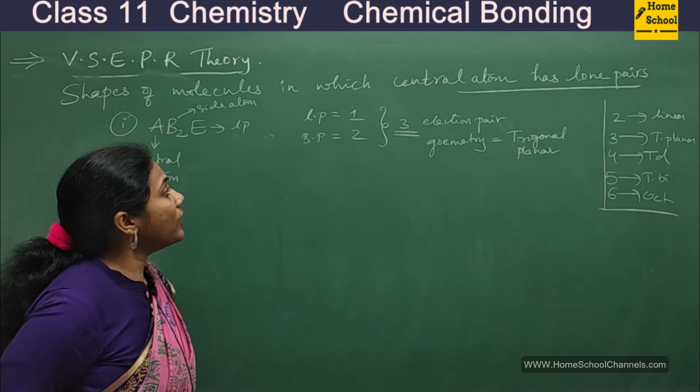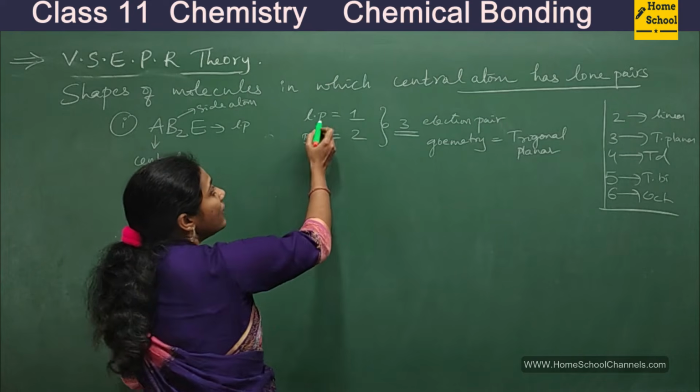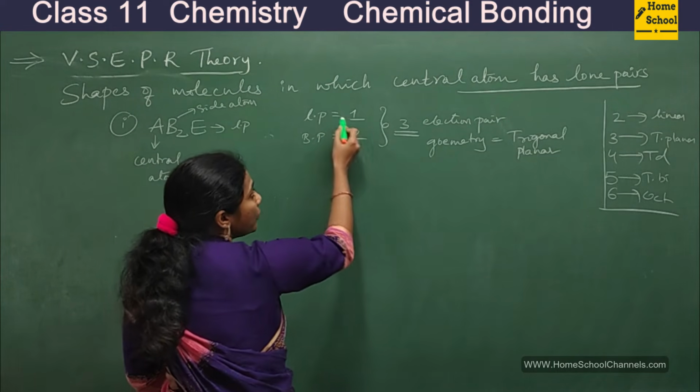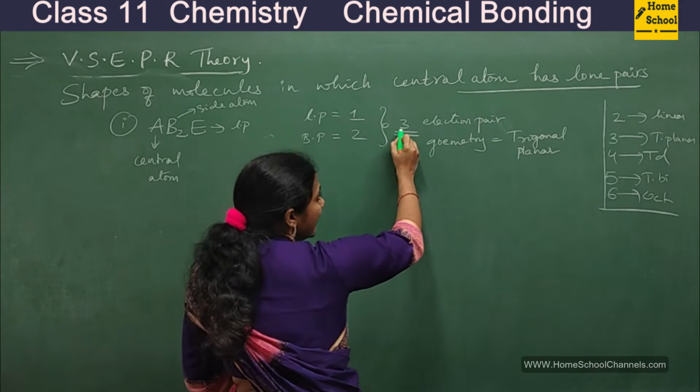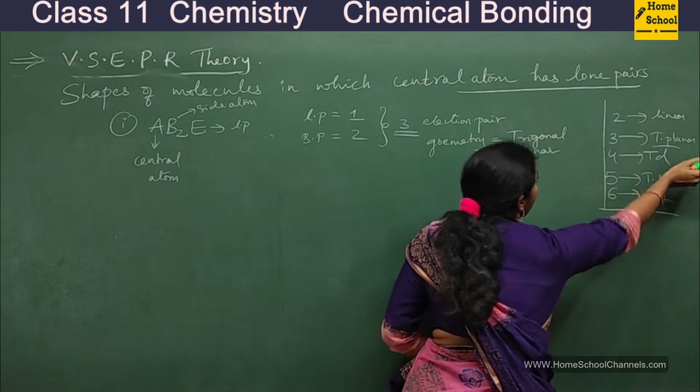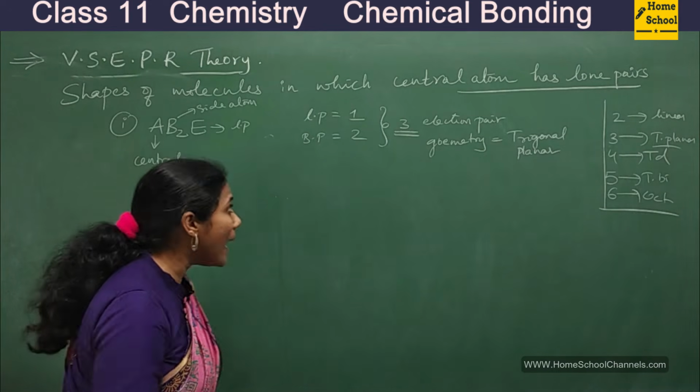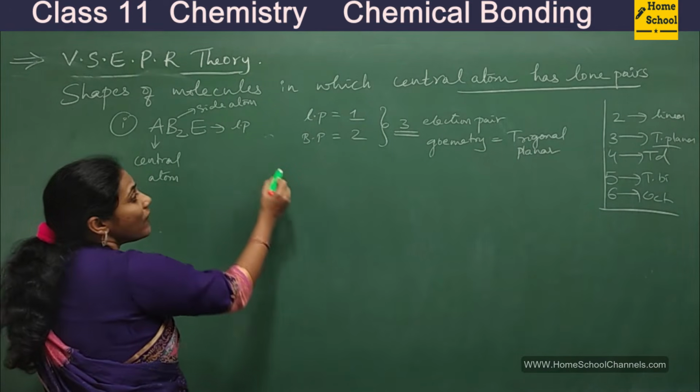Now, actually speaking, to decide geometry you must consider both lone pairs and bond pairs, I said. So when you considered, you got 3. If you have 3 electron pairs, the geometry is trigonal planar. But it is because of one lone pair.